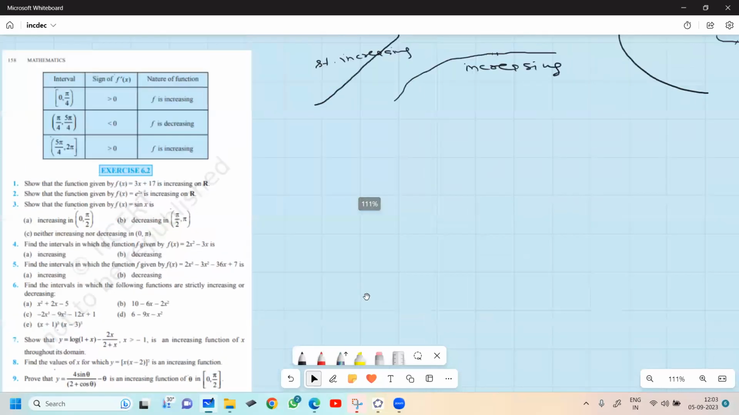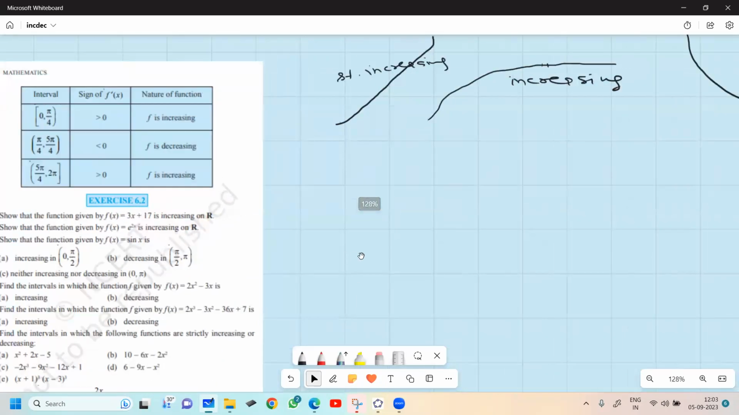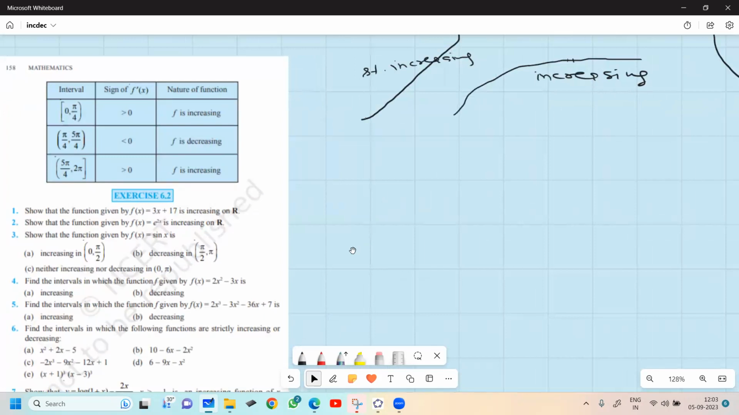And when dy by dx sign is positive, then function is increasing. And if this is minus, then in that interval, function is decreasing. So based on that, let us try to attempt the exercise. Question number 1. f of x is 3x plus 17. We have to show that it is increasing on R. So f dash x is equal to 3. 3 is positive always. It will not change its sign. It's a constant value. So what will we say? f of x is increasing throughout on R. Okay. It is increasing all the time on R.